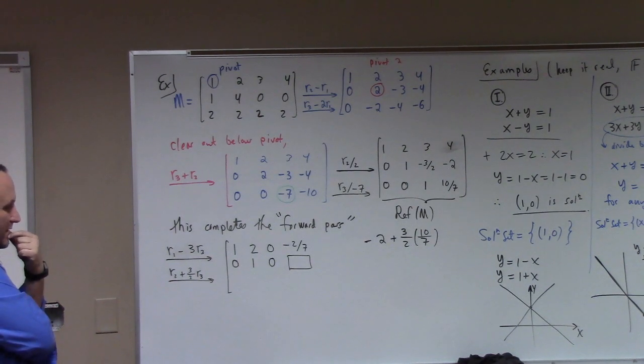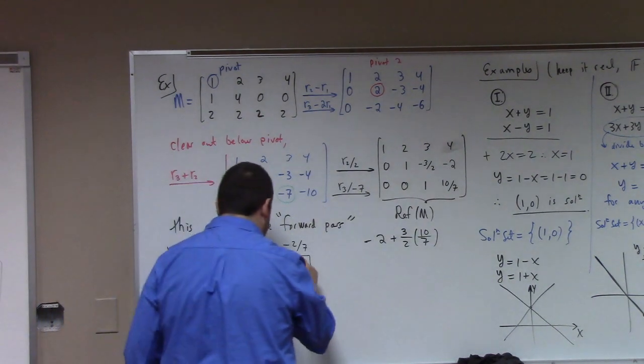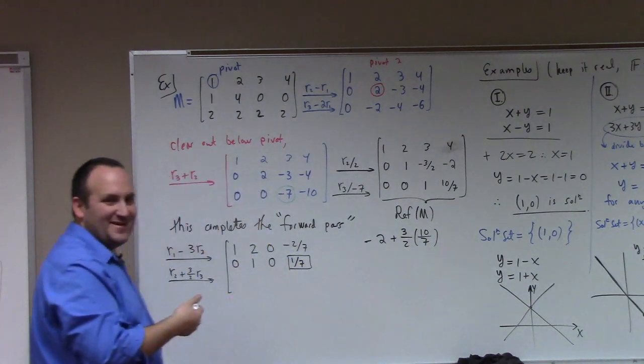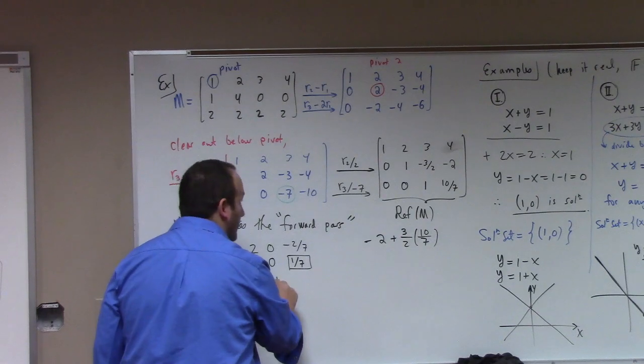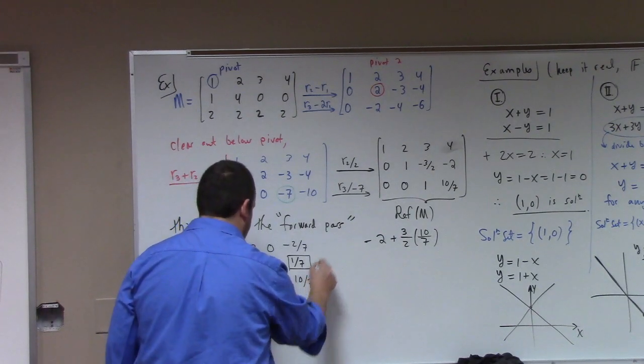One seventh? All right, I'll allow it. I'm just kidding, I hope you're right. 0, 0, 1, 10/7. Congratulations.